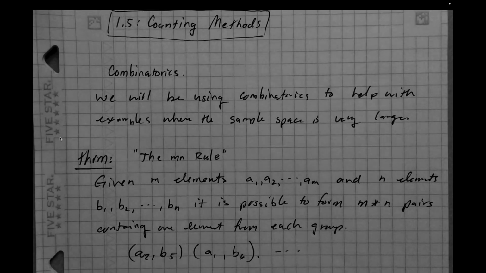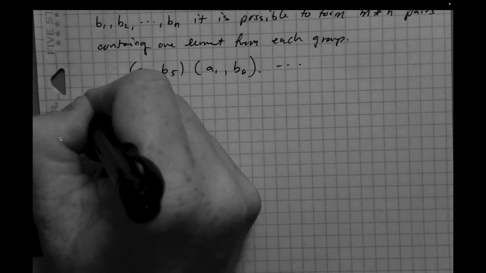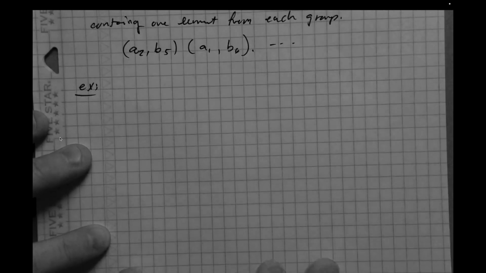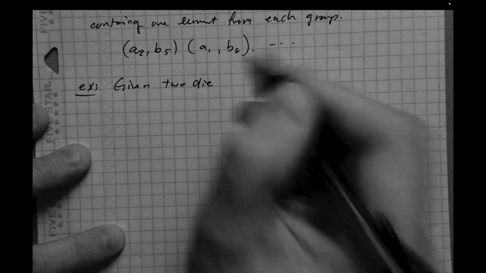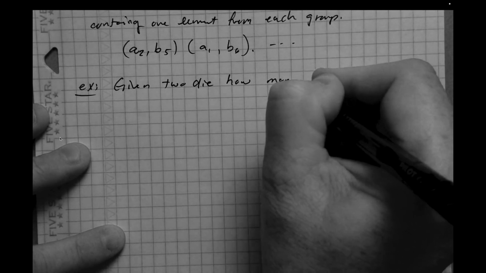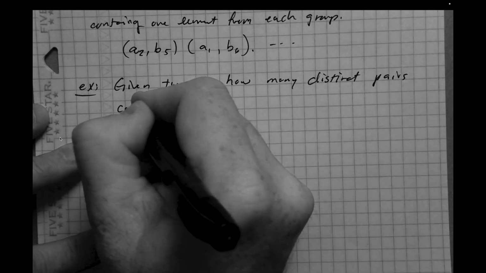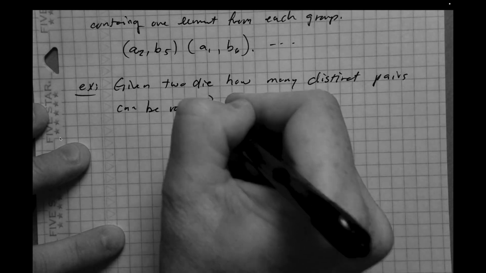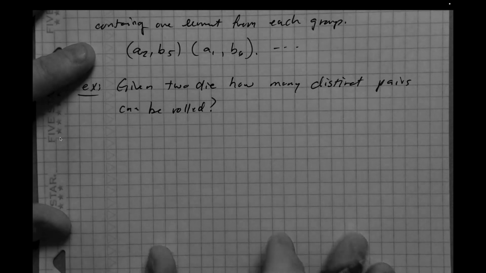Let's see an example where this is useful, and then we'll talk about how this can be proven. Let's say we're given 2 dice. How many distinct pairs can be rolled? Just using the MN rule, I've got 6 options on one die and 6 on the other, so 6 times 6 equals 36. But let's try to visualize this a little bit.